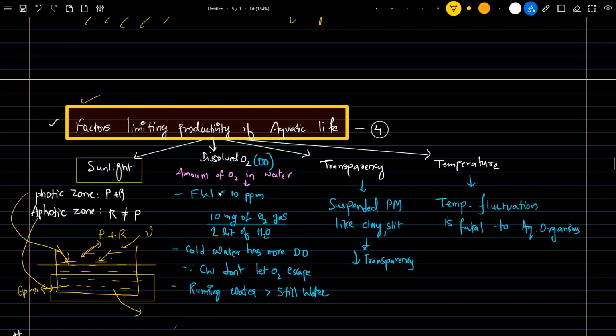The next major factor is dissolved oxygen. What does dissolved oxygen mean? It is simply the amount of O2 present in the water. If more O2 is available in the water body, then it has more dissolved oxygen. Freshwater has in general 10 ppm. Dissolved oxygen is measured in ppm, parts per million, so 10 ppm means 10 mg of O2 gas is present in 1 liter of water.